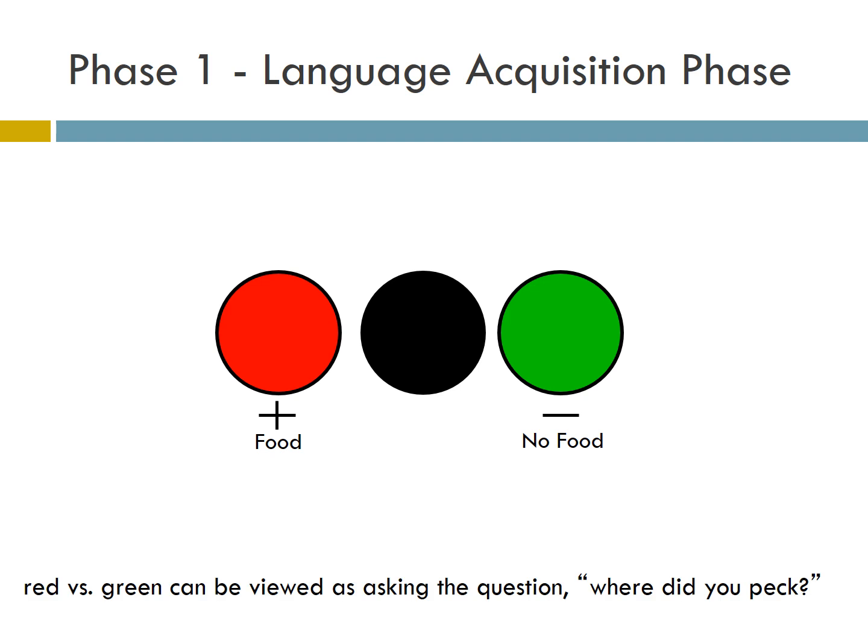And again, red and green in this case can be viewed as the question of where did you last peck. So as you can imagine, for a bird in this condition, left would mean they would need to peck red. If they received the white light on the right, then they would need to peck green.